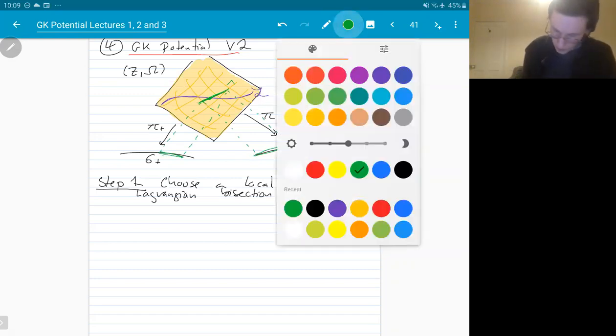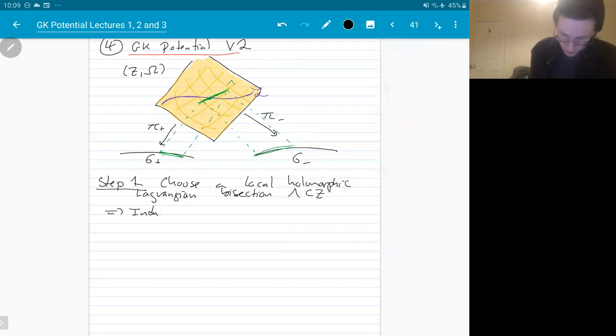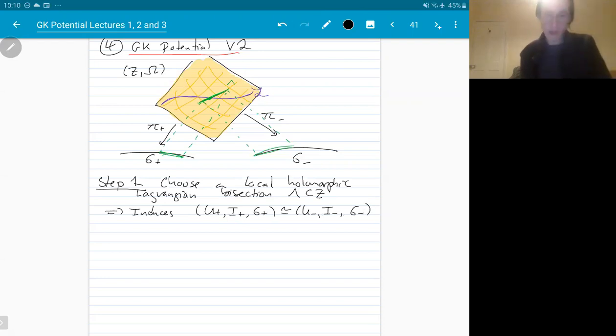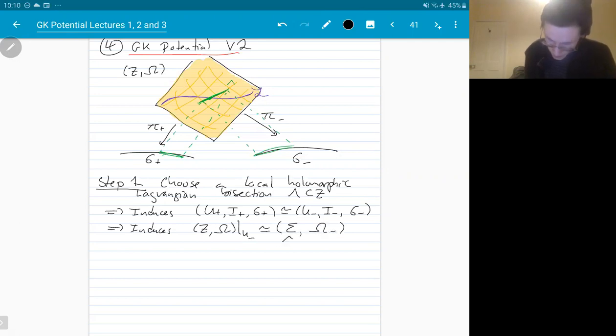So what this will do, it will induce isomorphisms between the Poisson structures locally, but it will also induce an isomorphism between this space Z omega, the Morita equivalence, and the symplectic groupoid of one of the Poisson structures. So this is the symplectic groupoid of the minus Poisson structure, say, at least locally.